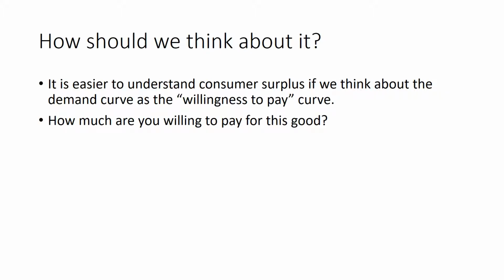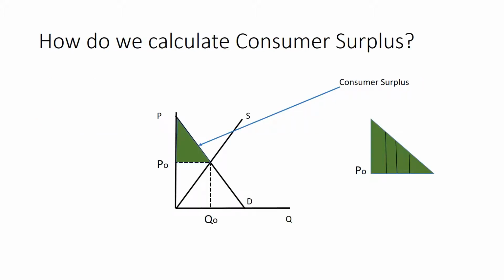How should we think about this? It's easier to understand consumer surplus if we think about the demand curve as the willingness to pay curve. This is the same demand curve you've always seen, but just think about it as the willingness to pay curve. How much is person X willing to pay for a certain good? That's how you construct a demand curve. So it's the same curve, but think about it as somebody's willingness to pay, because that'll help you understand consumer surplus.